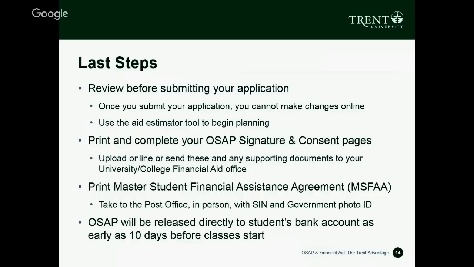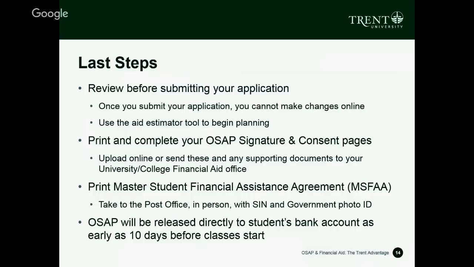When you click submit, you're going to be prompted to print and complete your OSAP signature and all of your consent pages. Once you've signed all your consent pages, you can either scan them and send them electronically back to us, or you can send them in the mail. All of those come to the financial aid office. The only thing that you really want to be aware of is this Master Student Financial Assistance Agreement. This is a one-time thing. You do this once, the first time that you apply to OSAP.